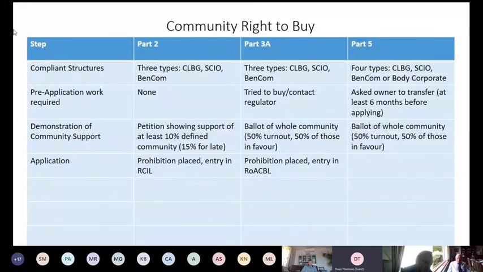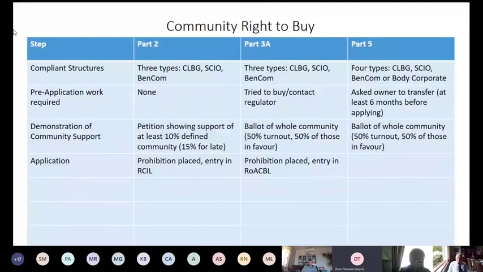The slight difference from Part 3A is that when the community groups send the application to us, they also have to send it to the owner themselves. Under Part 2, we get the application and then we send it out. Under Part 3A, they have to send us and the owner and heritable creditors, etc., a copy of that application straight away. So the owner gets it at the same time as we do, and then just ahead of when the prohibition goes in place. Same restrictions on the prohibition in place.